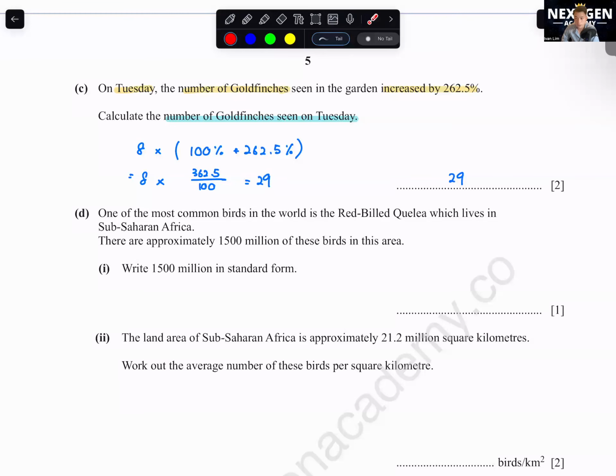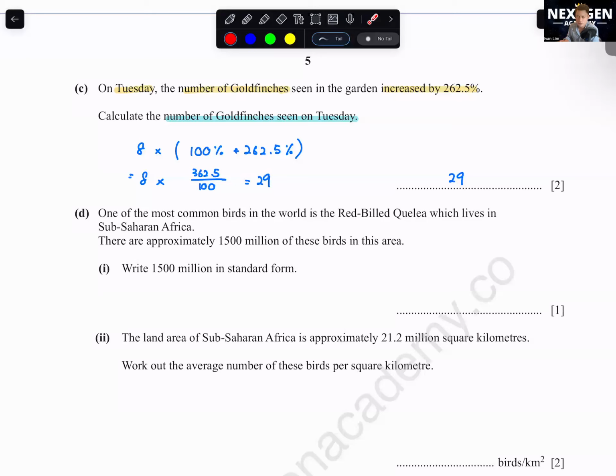Okay, question D. One of the most common birds is the red-billed Quelea, which lives in the sub-Saharan region. Anyway, there are approximately 1,500 million of these birds in this area. Write 1,500 million in standard form.